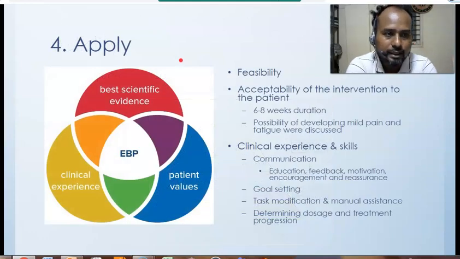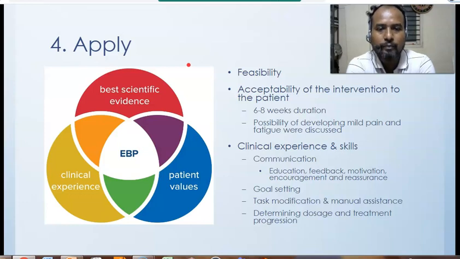And the fourth step, Apply. This is the step where you apply evidence into practice. This is a key and often misunderstood step. Misunderstood in the sense that many people assume that evidence-based practice means applying whatever the study result states, that if it states that a treatment is effective, you apply it. The answer is no. That is not evidence-based practice.